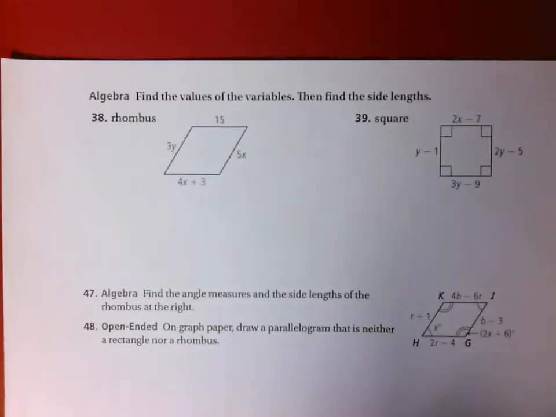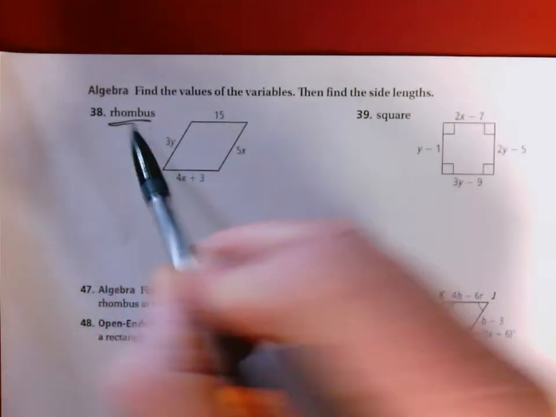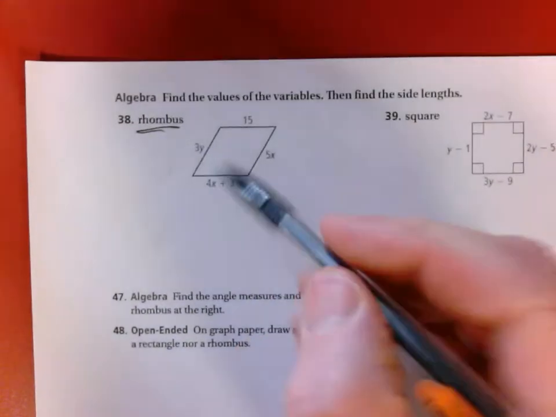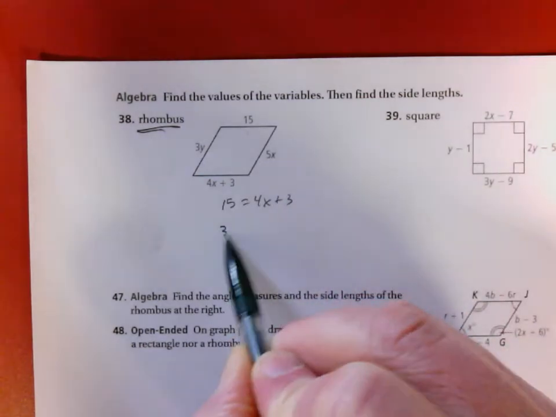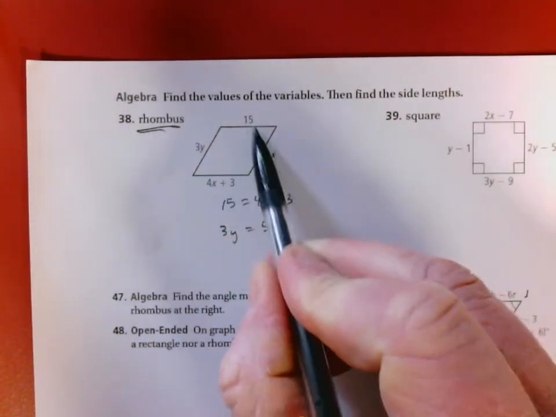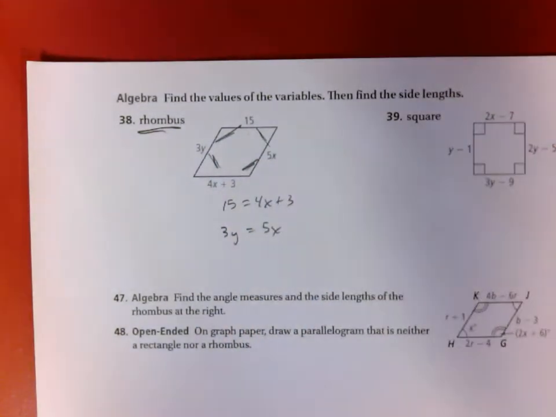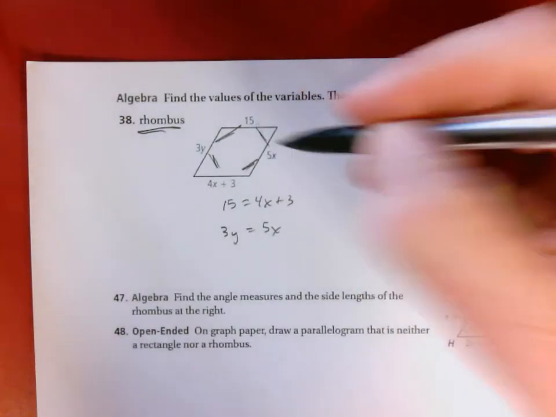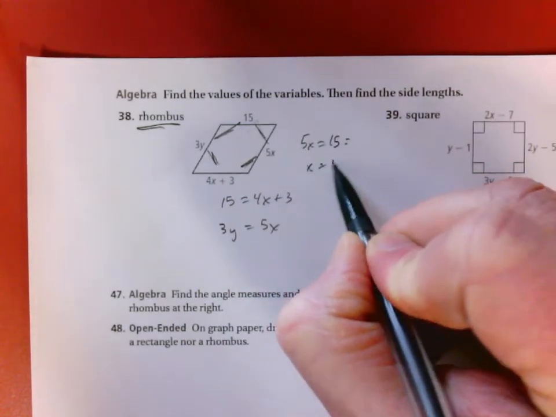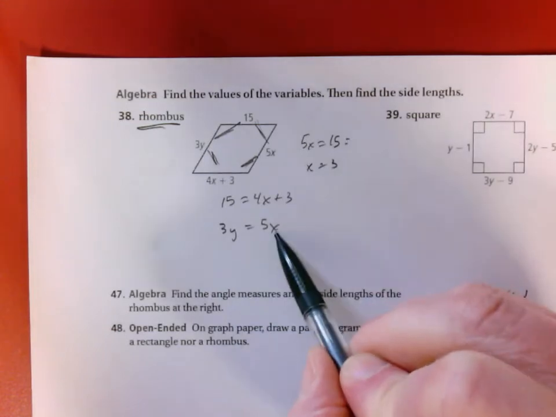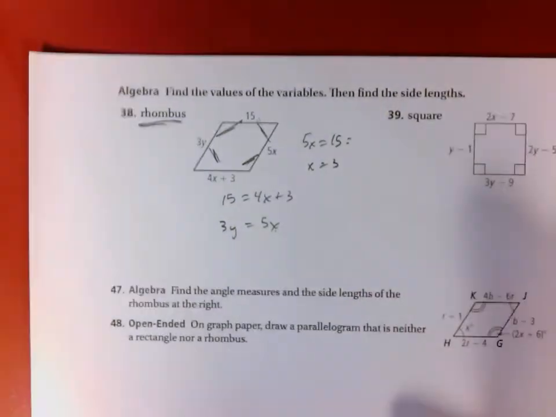Keep going here. Find the value of variables, then find the side lengths. Rhombus, important. All four sides are equal. So I can set anything equal to each other. I could set those equal to each other because it's a rhombus. So I have all these equations I could find. Pick the easiest one to solve. I'm going to pick this one. 5x equals 15. X equals 3. If x equals 3, 3y equals 15, y equals 5, you can figure it out from there. It's a square.